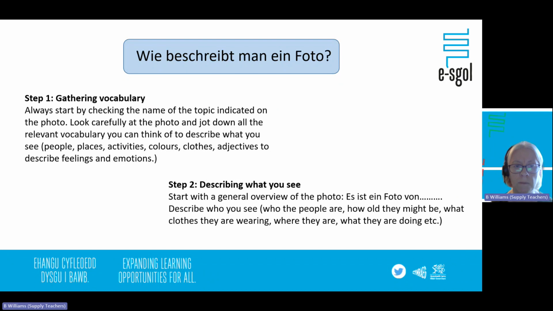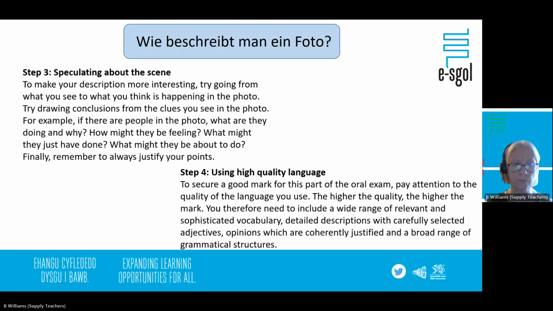Describe who you see, what people are there, how old maybe they might be, what are they wearing, any specific clothes, anything for a specific activity, where are they, and what are they doing? Okay, so that's describing what you see.